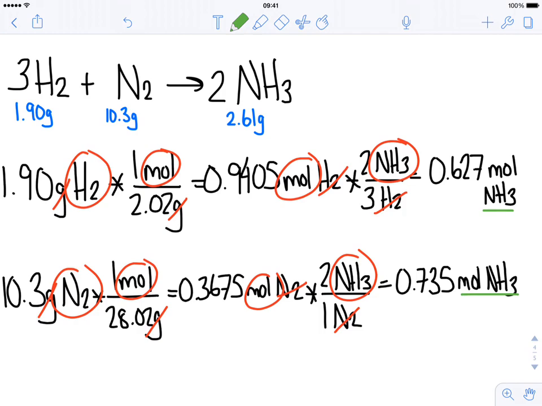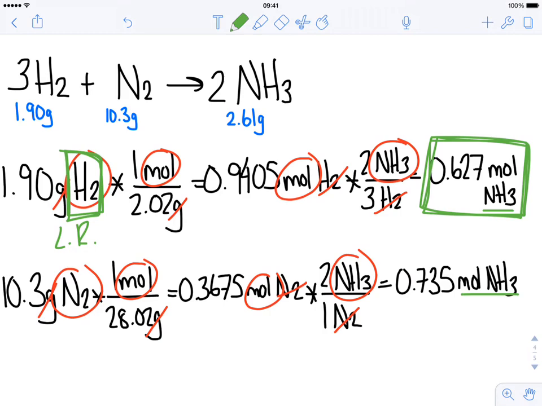Okay, now we're comparing sandwiches to sandwiches because we have moles of NH3 and moles of NH3. So if you look at these two numbers, which one's smaller? This one right here is smaller. So this is the maximum amount of NH3 that can be produced. Which reactant produced this amount? H2. Since H2 was the reactant that produced this amount, that means H2 is our limiting reactant.